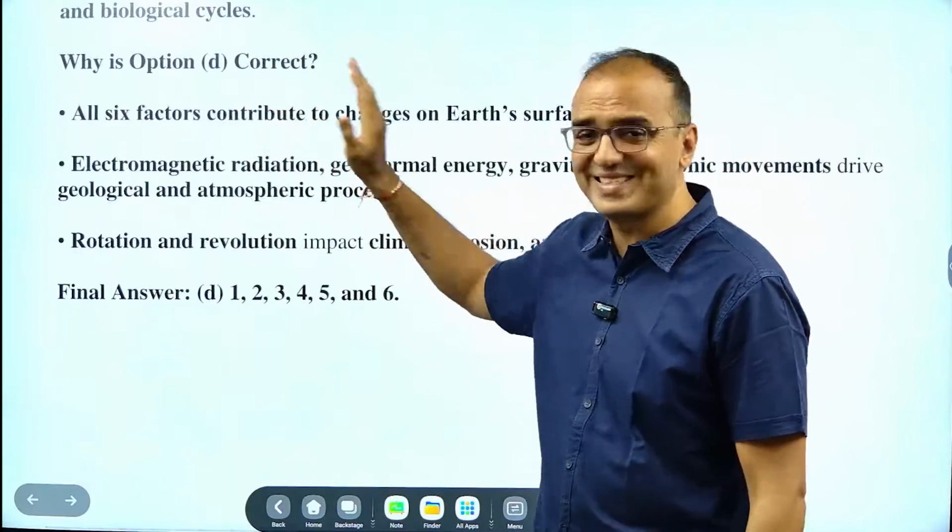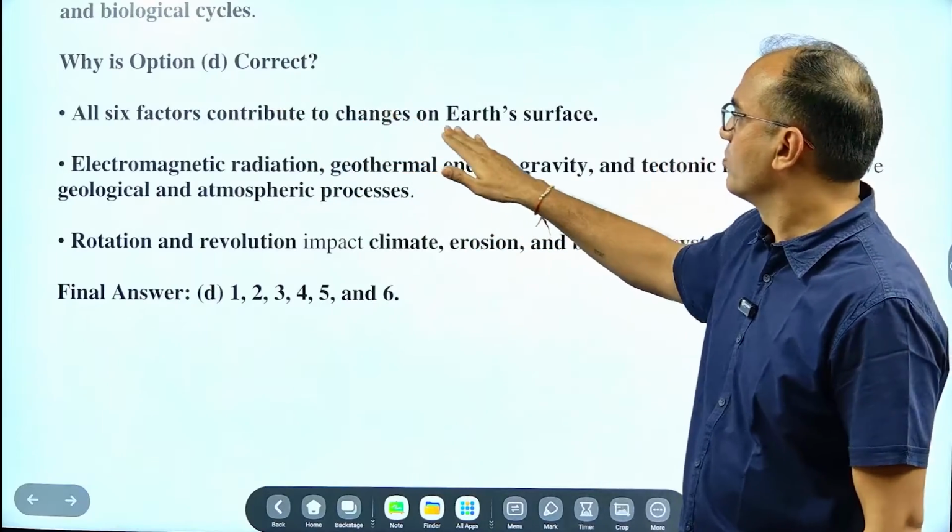That is why option D is the correct option. All 6 factors contribute to changes on earth surface.